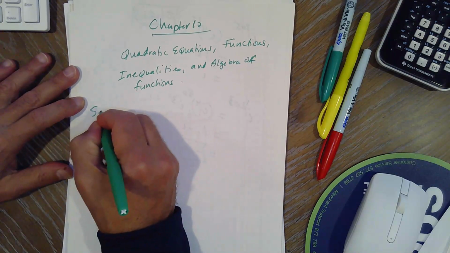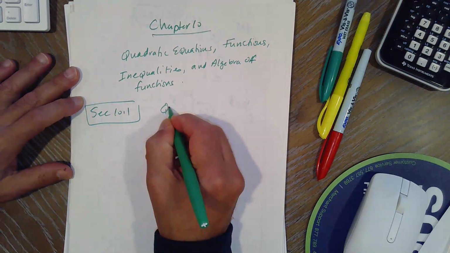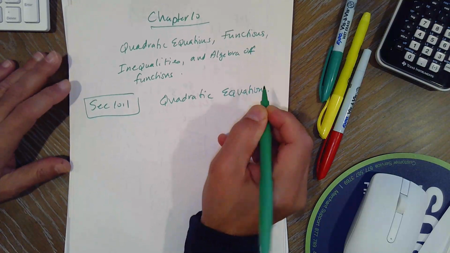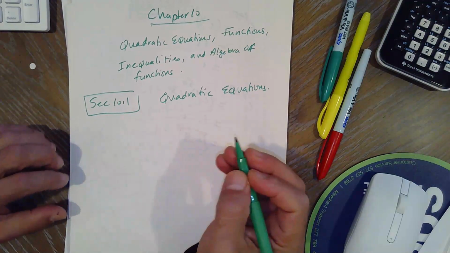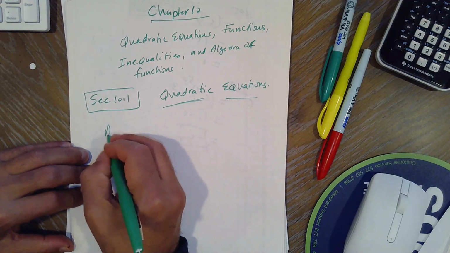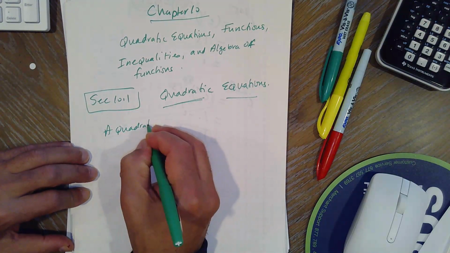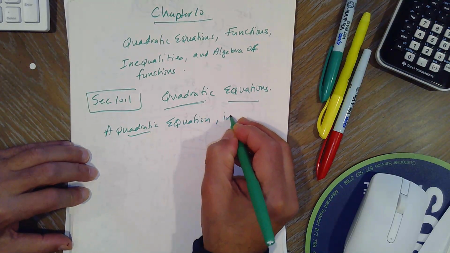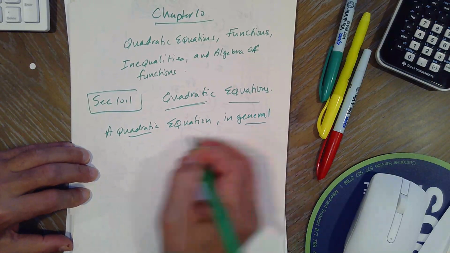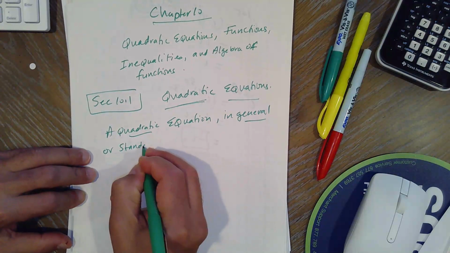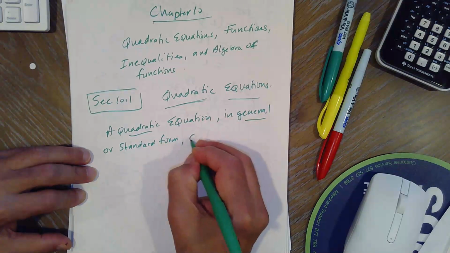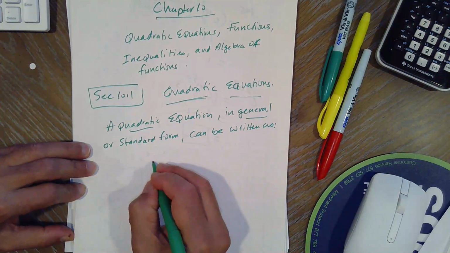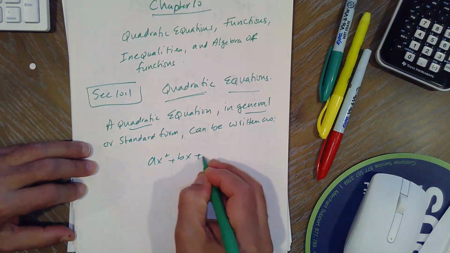Okay, so in 10.1 we're going to review quadratic equations. We're going to review factoring first. But first let's talk about what a quadratic equation is. A quadratic equation in general form, also called standard form, can be written as ax squared plus bx plus c equals 0.